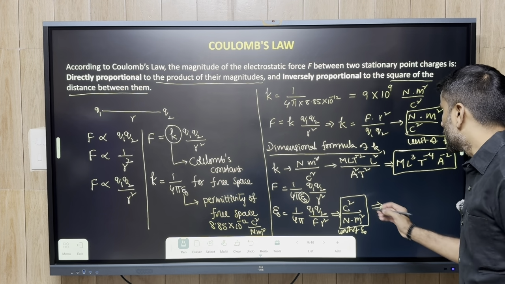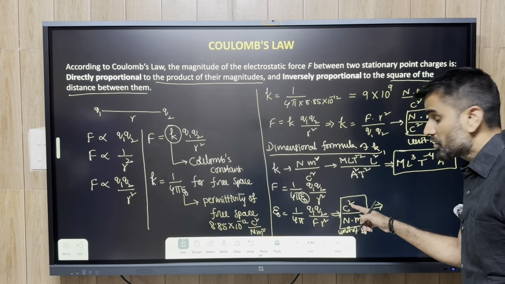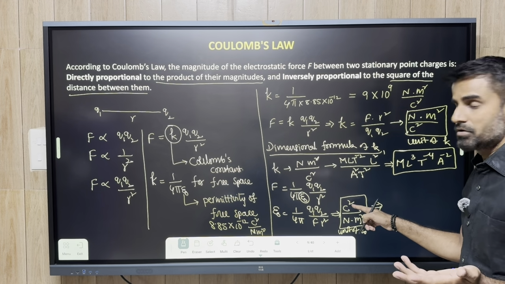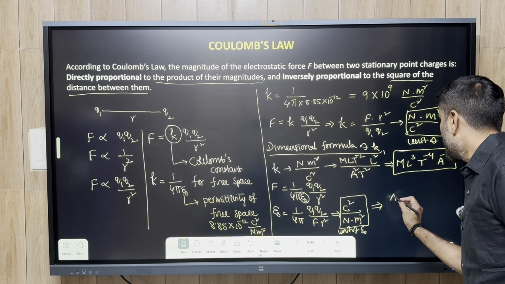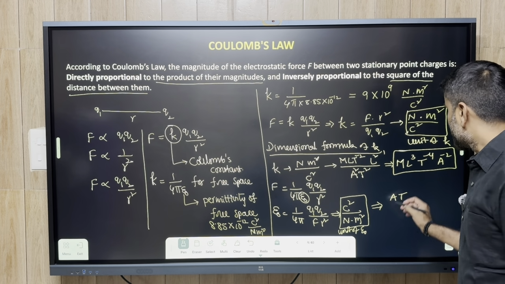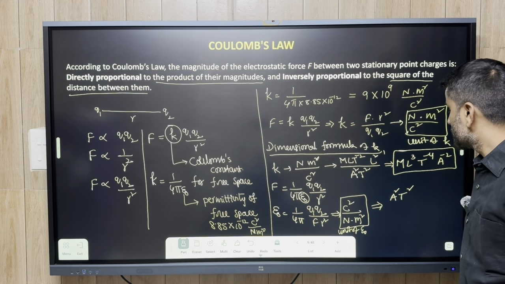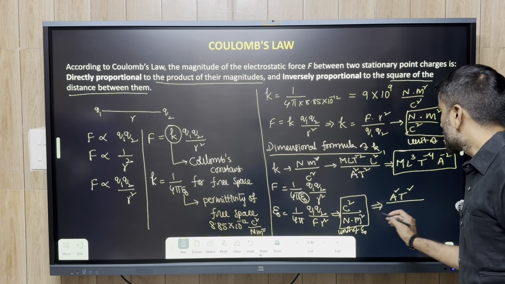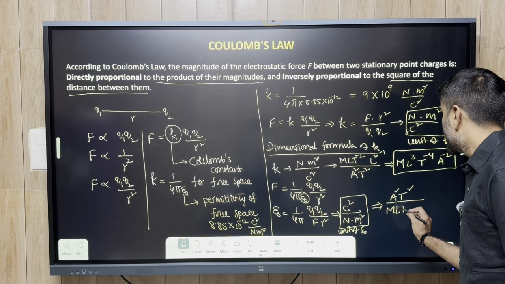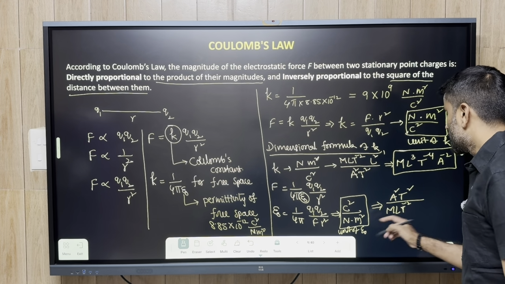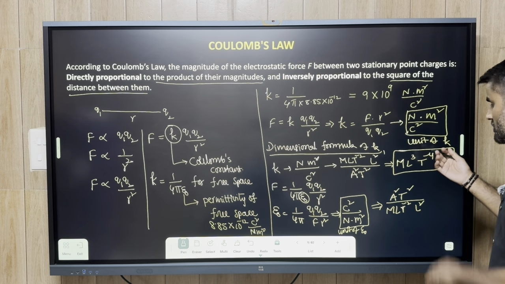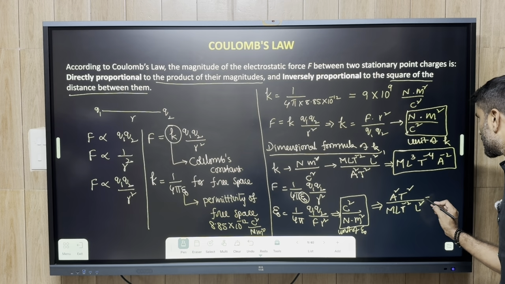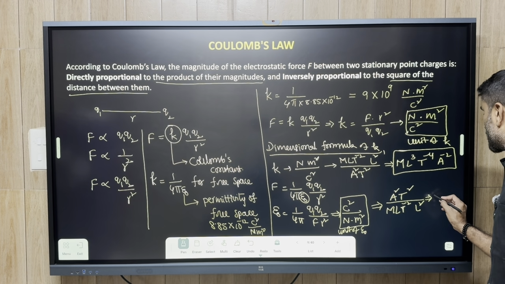Now as I know, Coulomb is not a fundamental quantity, rather it can be derived from the fundamental quantities, which are ampere and time. As it has square on it, I am squaring these two things. Now Newton is MLT minus 2. Now we are left with meter square, which is L2. We can simply reciprocate to get the dimensional formula. What are we getting?